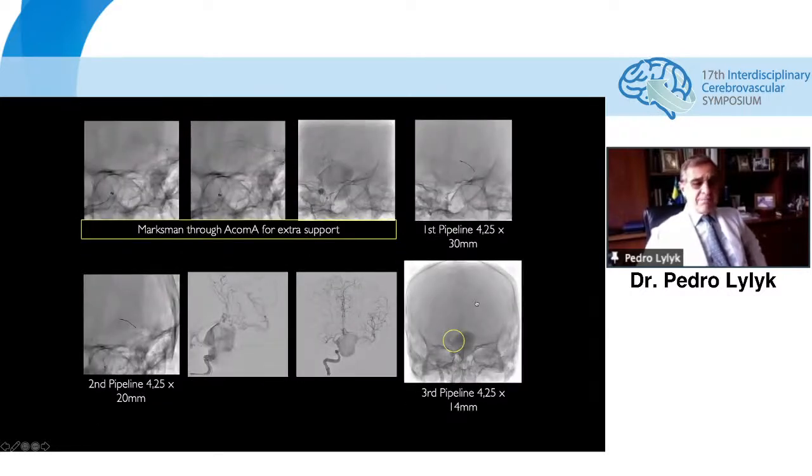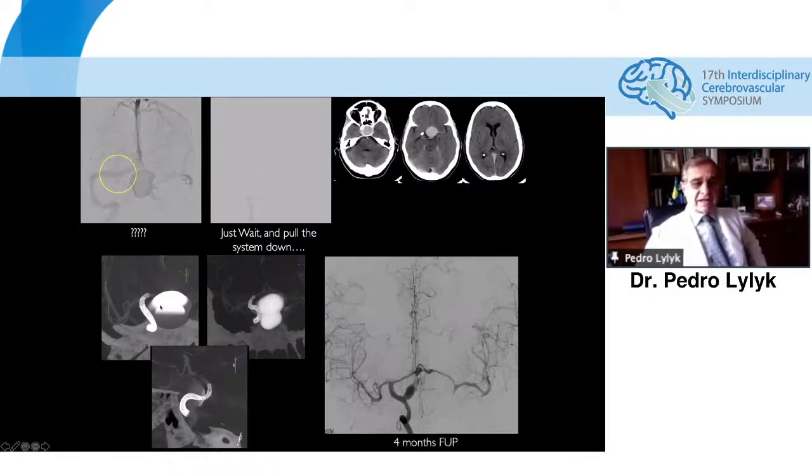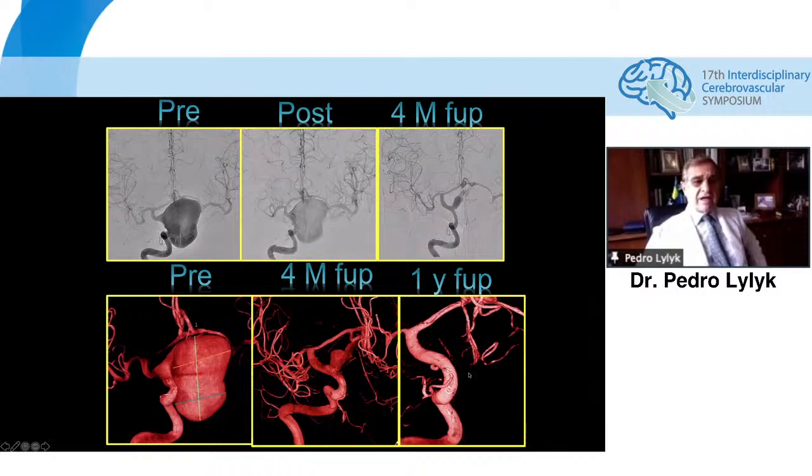You can see immediately after the third was implanted, there is stagnation inside of the aneurysm. And here there was some spasm on the right. As soon as I pulled my system, everything went back to normal. And this is immediately right after. This is 4 months follow-up. You see how the mass effect is already less. And this is 1 year follow-up showing the complete disappearance of the aneurysm thanks to the remodeling of the artery.